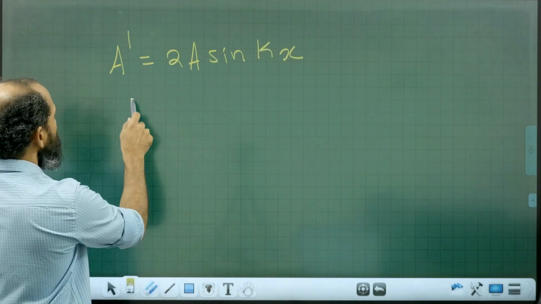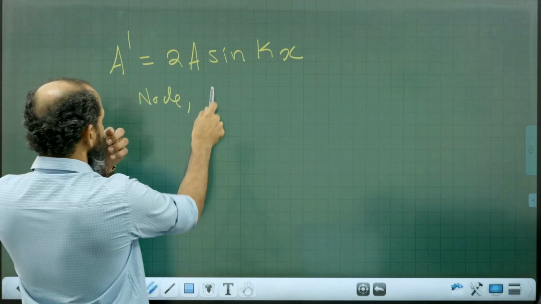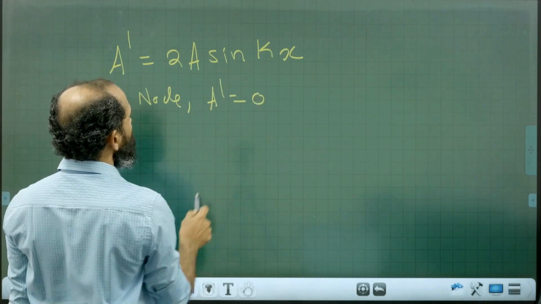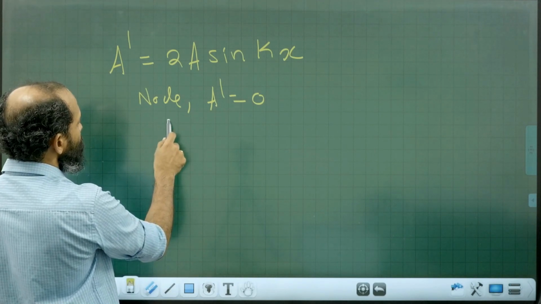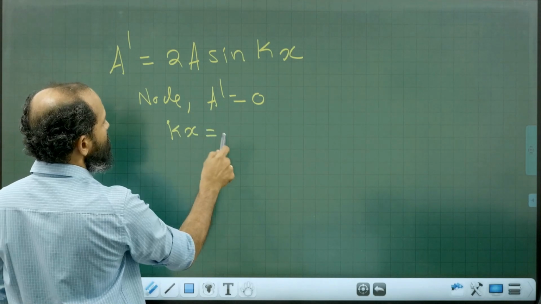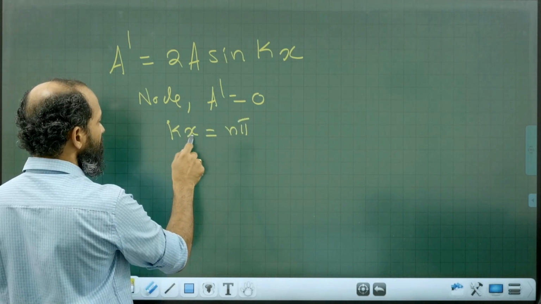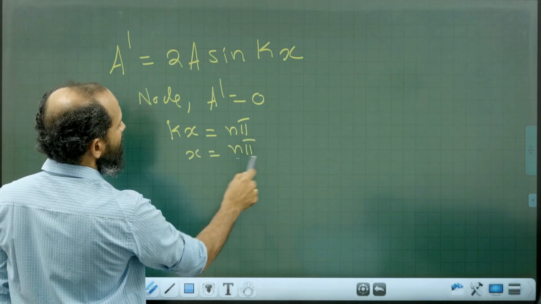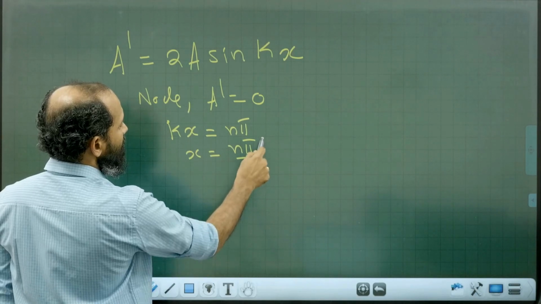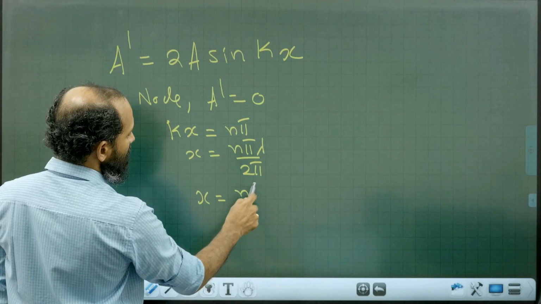So what is the condition for a node? At a node, we know the amplitude should be 0, that is the minimum, for which sine kx is equal to 0, so kx is equal to n pi. Then x is equal to n pi divided by k. K is 2 pi by lambda. So pi gets cancelled, and x is equal to n lambda by 2.